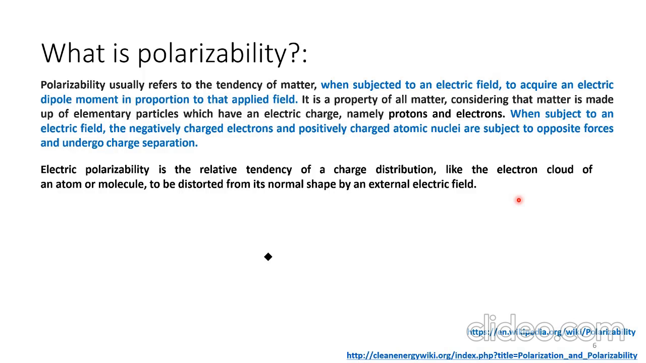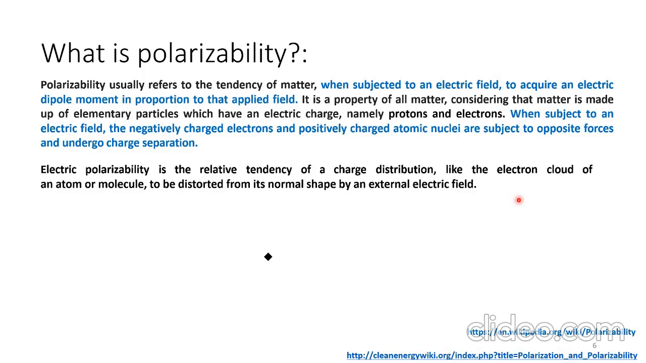So it is a property of matter, and it is a property of all matter that is made up of an elementary particle which has an electric charge. So basically, proton and electron. When subject to an electric field, the negatively charged electron and positively charged atomic nuclei are subject to opposite forces, and then they kind of separate. So with that, the molecule, which was spherical in shape earlier, can be elongated.